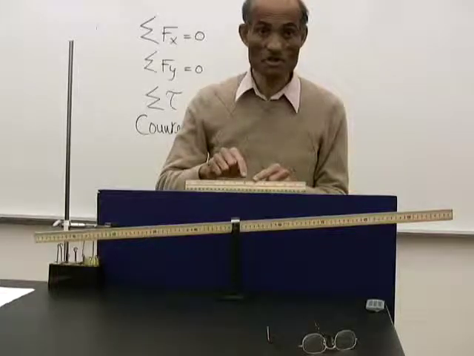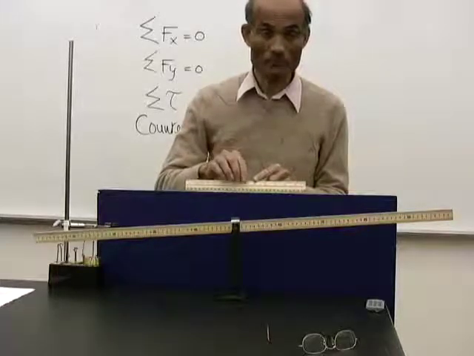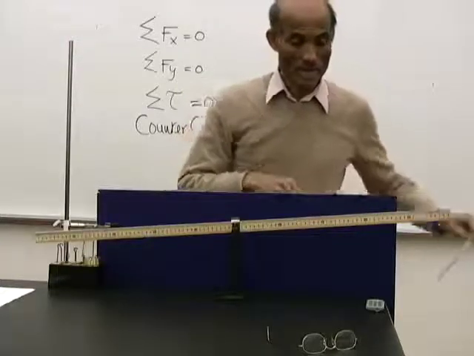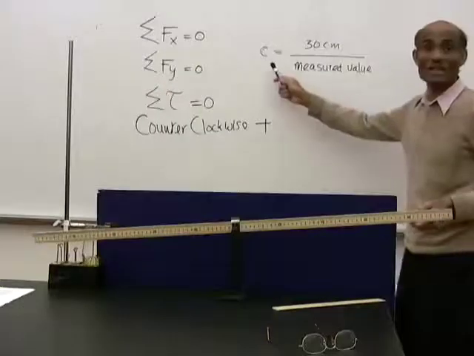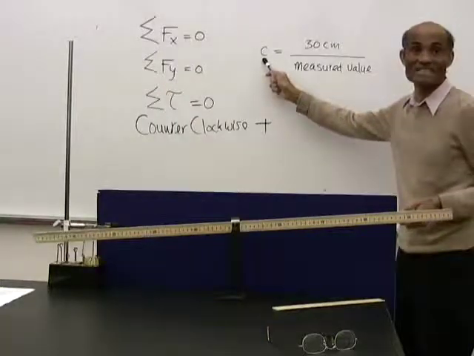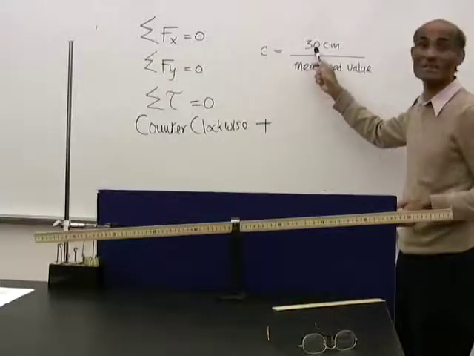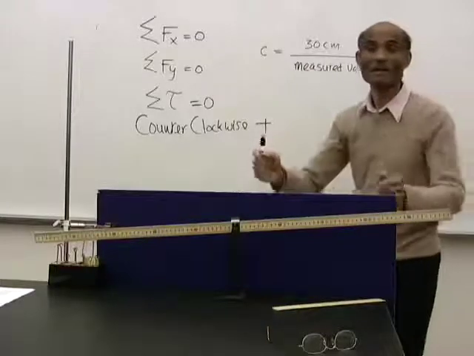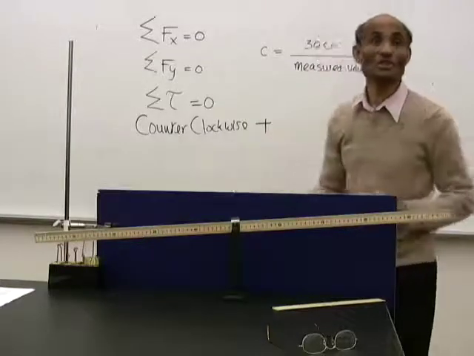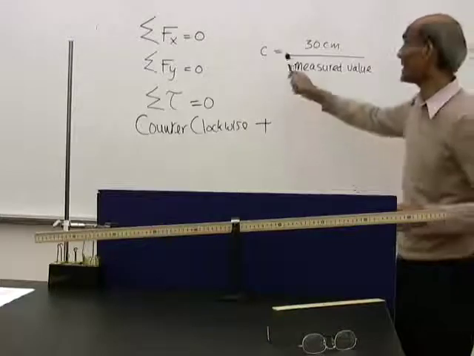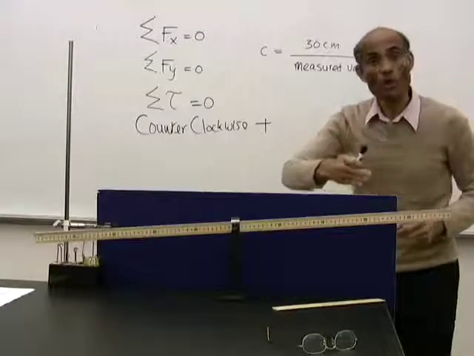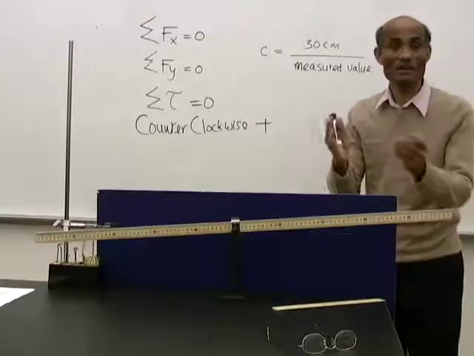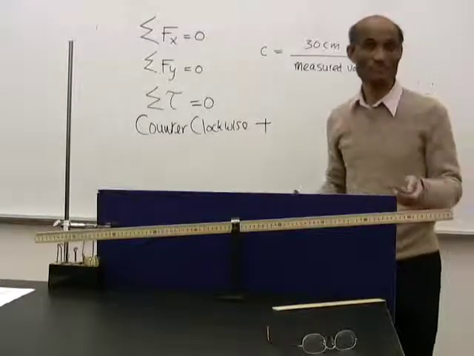I hope you have finished measuring the length. Okay, now calculate your conversion factor as C equal to 30 centimeter divided by the distance you measured on the computer screen. And this conversion factor will be used right through for all the 3 experiments. I will not change the settings.